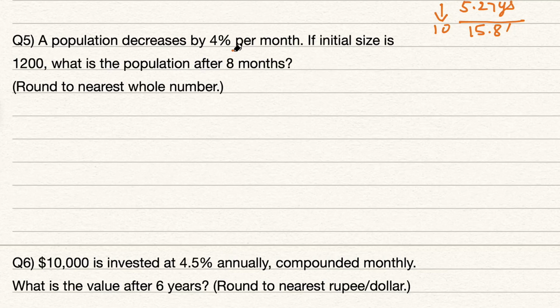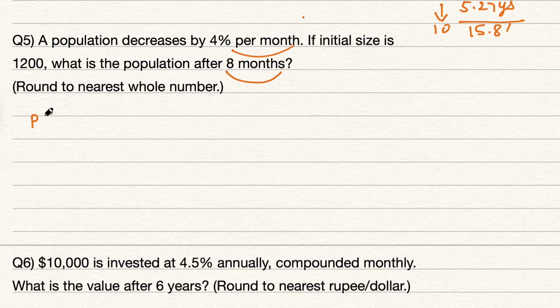Population, here we are taking the reading per month. Per month. Why am I giving so much stress on per month? Because the next question is a little bit different. So per month and 8 months.